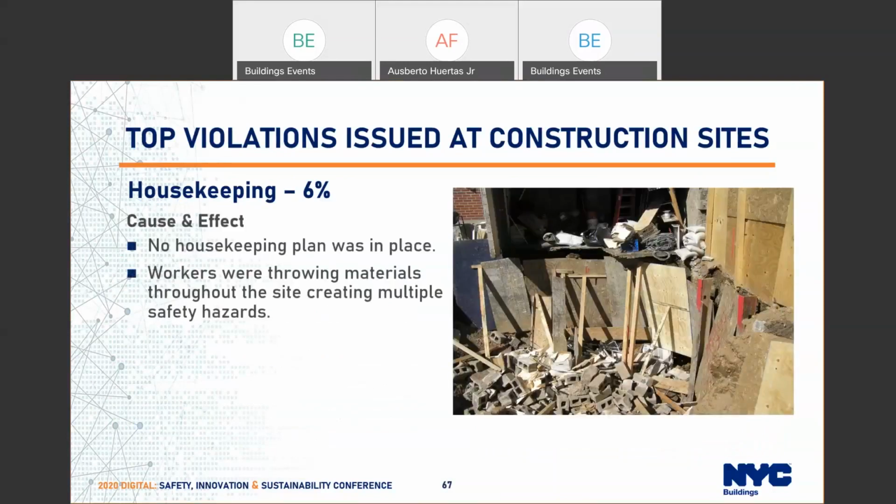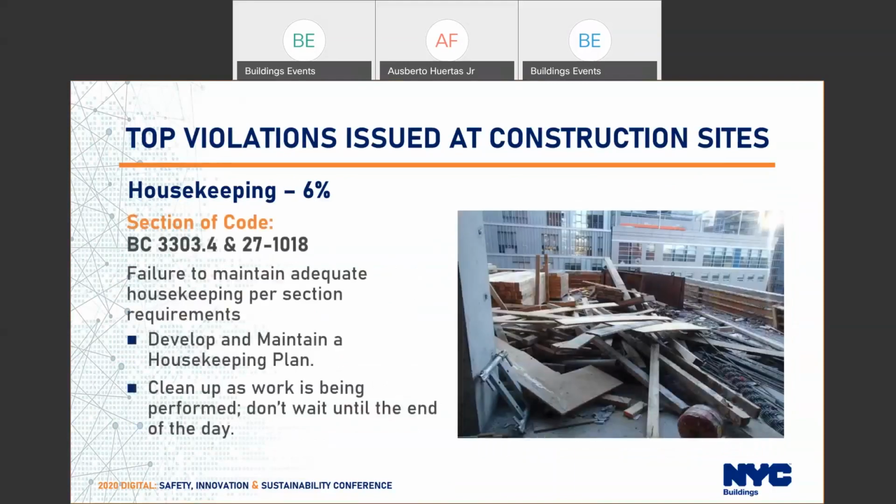The site did not have a housekeeping plan in place, and the workers were throwing the materials around, not realizing they were creating safety hazards. Poor housekeeping is a leading cause of slips, trips, and falls. The code requires a clear path of ingress and egress at all times. This allows workers to move about freely and safely. It helps to develop and follow a housekeeping plan, clean up as work is being performed, and don't wait until the end of the day to clean up the site.